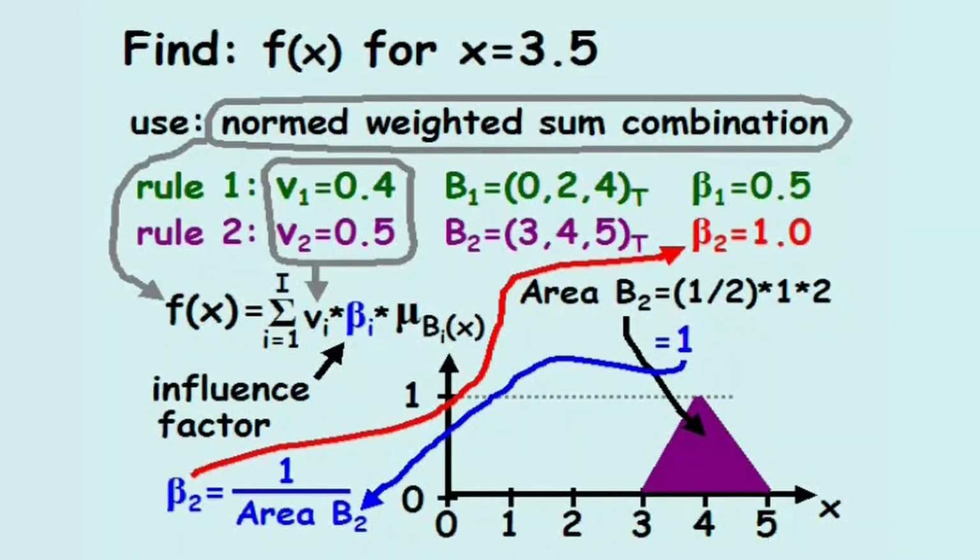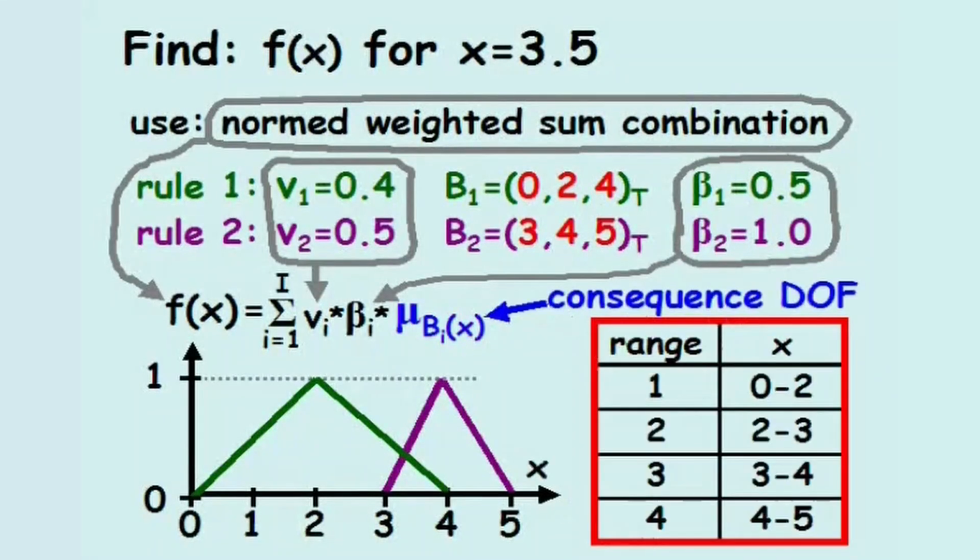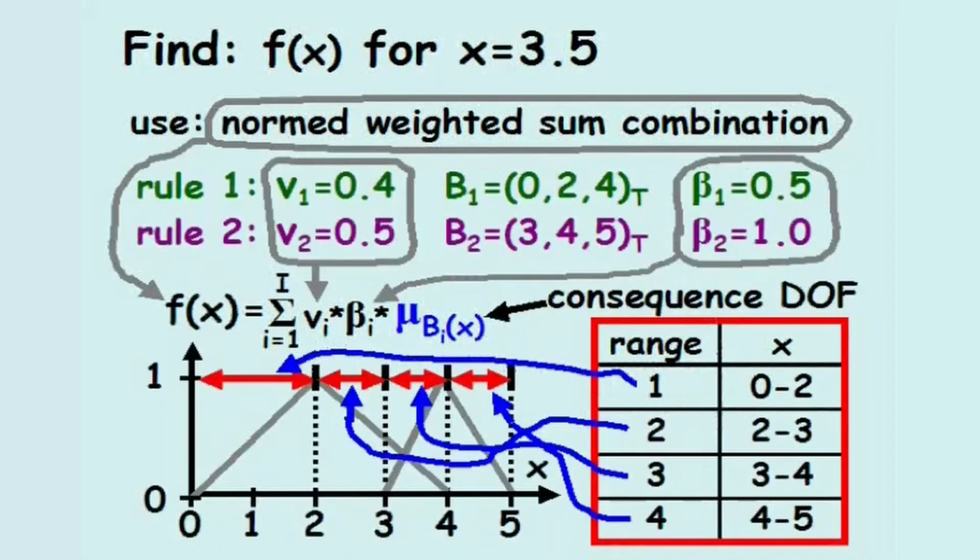The degree of fulfillment of each consequence, mu bi of x, varies with x, and needs to be evaluated for each slope change of any fuzzy consequence. This means f of x will need to be evaluated for 4 separate ranges: 0 to 2, 2 to 3, 3 to 4, and 4 to 5.